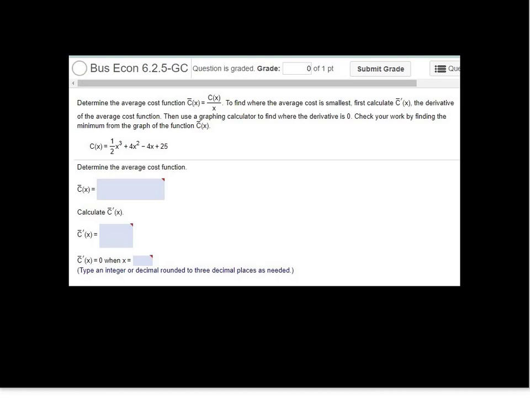Here we're doing this problem about average cost. So the first question on here tells us to determine what the average cost is and then figure out the rate of change of the average cost. That would be marginal average cost. Okay, and then figure out where that's equal to 0.